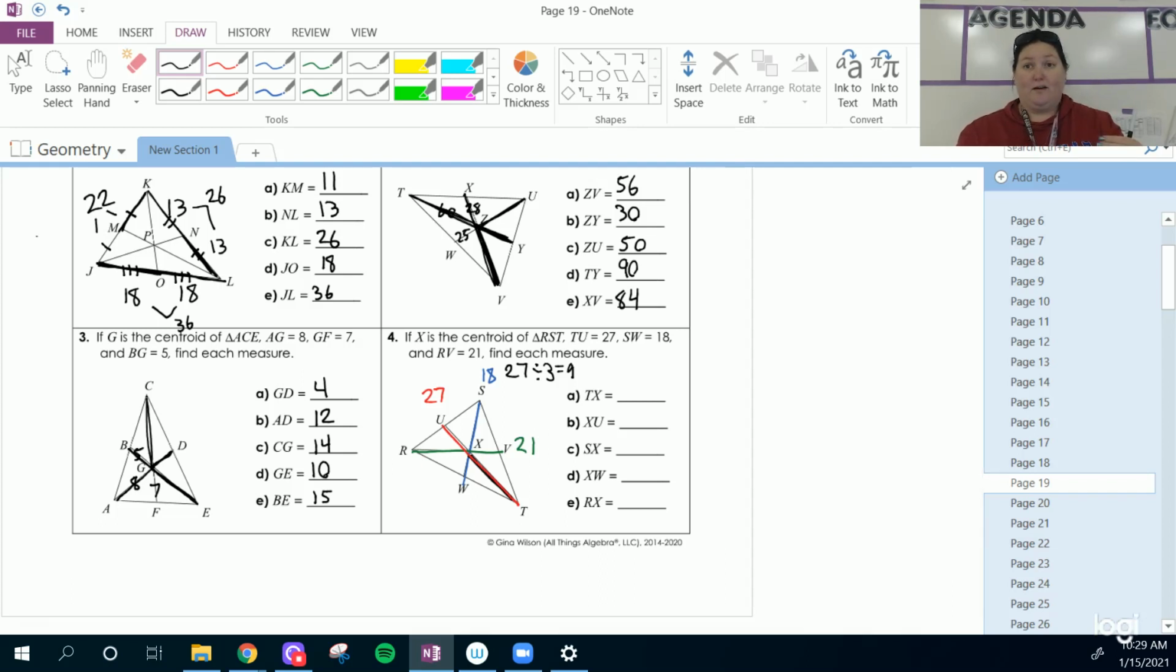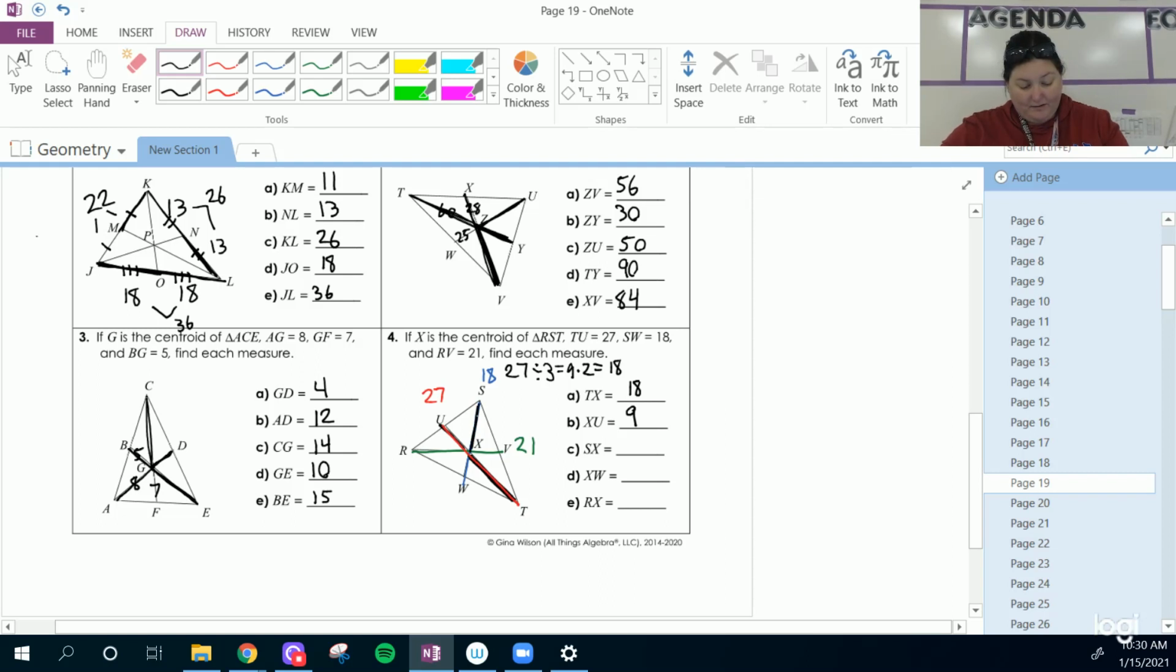Then we look at whether we have the big piece or the small piece of the median. This is the big piece of the median, so I'm going to take that and multiply it by 2. So 9 times 2 is 18. Next one is XU, that's the other piece of it. Well, we already split it into 3 equal pieces, which is 9, and our small piece is just one piece of our median.